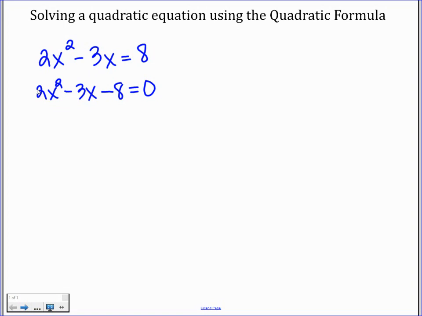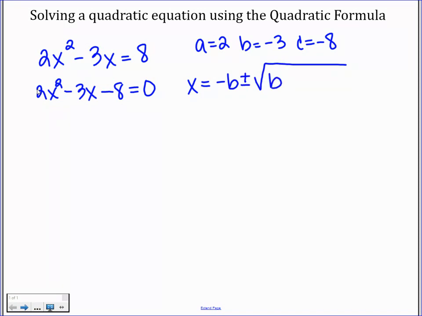Now that it's in standard form, it's important to identify a, b, and c so we can plug them into the quadratic formula. So a equals 2, b equals negative 3, and c equals negative 8. So now remember, the quadratic formula is x equals negative b plus minus the square root of b squared minus 4 times a times c, all being divided by 2a. So all we're going to do is plug in the values of a, b, and c into the quadratic formula.